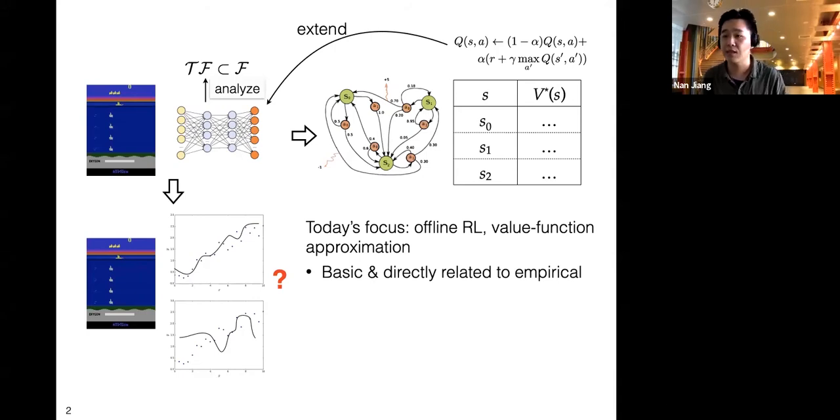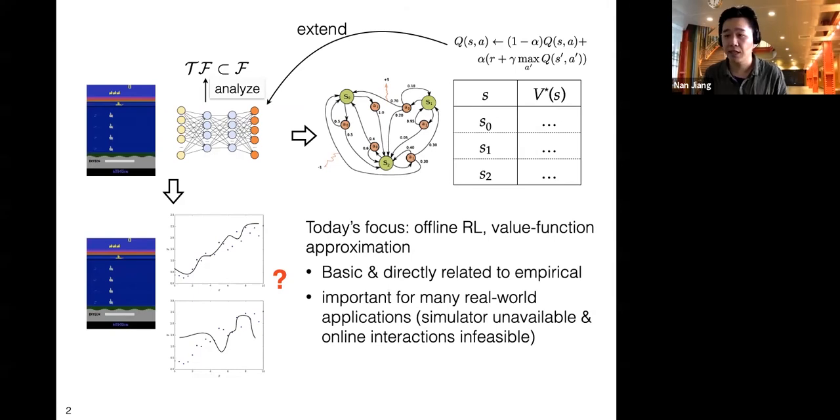The reason that this paradigm is very important is, first of all, it's a very basic and prevalent paradigm in reinforcement learning. It's also directly related to the empirical success of deep RL. For example, if you think about the popular DQN algorithm, essentially it's an offline value function approximation algorithm, coupled with some exploration heuristics. So the success of the algorithm really highly depends on the success of the offline learning module.